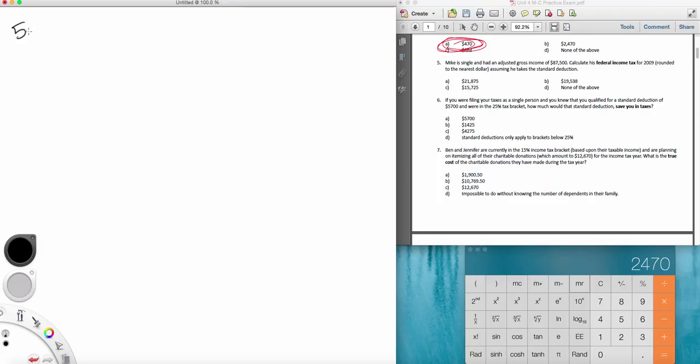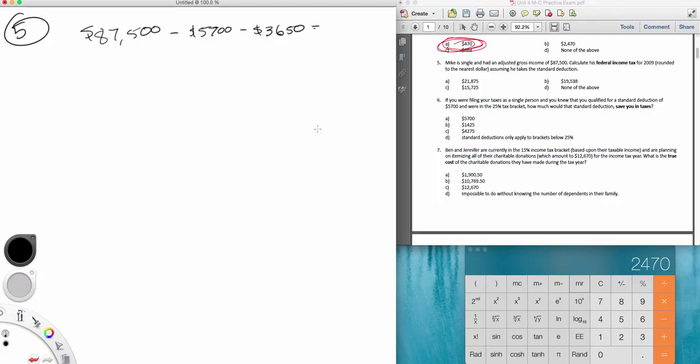All right, so question 5 states, Mike is single and has an adjusted gross income of $87,500. Calculate his federal income tax for 2009, round to the nearest dollar, assuming that he takes the standard deduction. Okay, so since we know he's going to take the standard deduction, Mike is making $87,500. And we are going to take the standard deduction. So we'll subtract from that the $5,700, since he's by himself. And then one exemption. So he's just claiming himself on the exemptions.